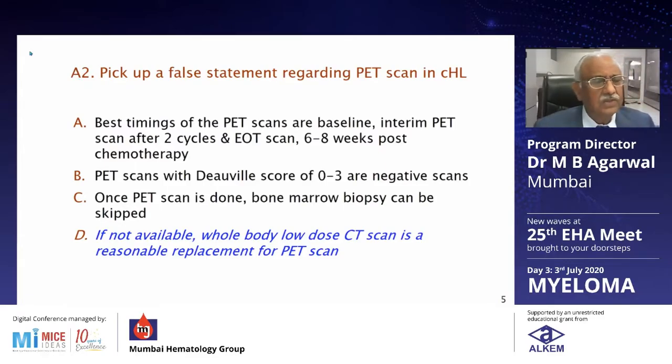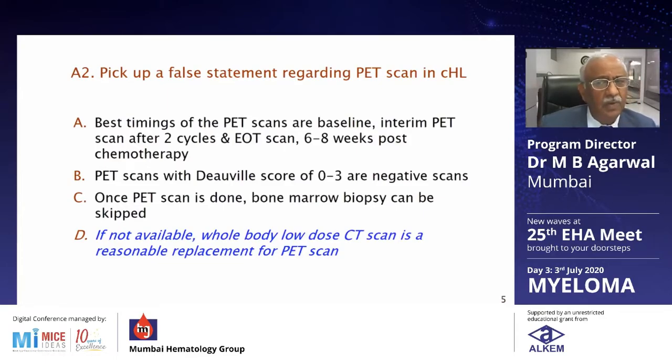In all classical Hodgkin lymphoma, you need 3 PET scans. At diagnosis, interim PET scan at the end of 2 cycles, actually just before the 3rd cycle, at least 10 days after the 2nd cycle, and 6 to 8 weeks after the end of the chemotherapy, for the chemotherapy to be over and the results to be seen.